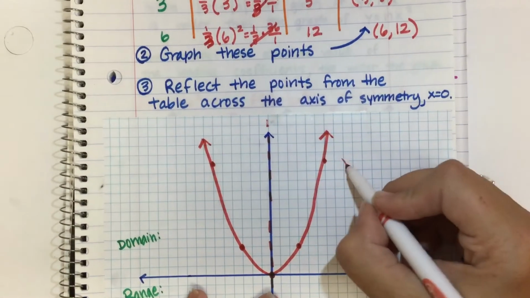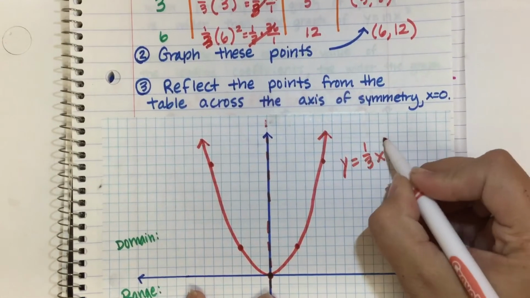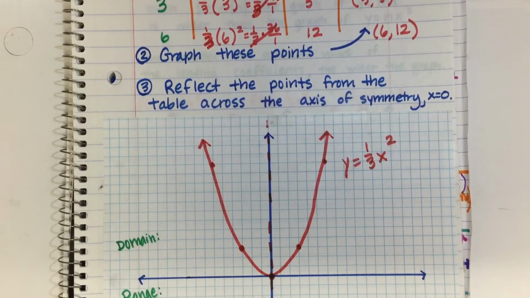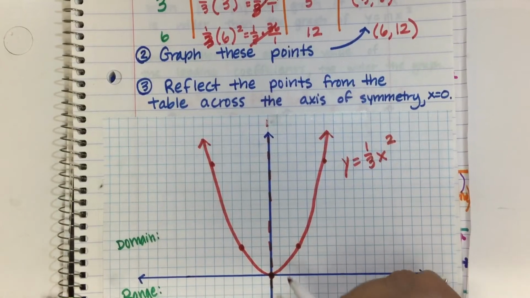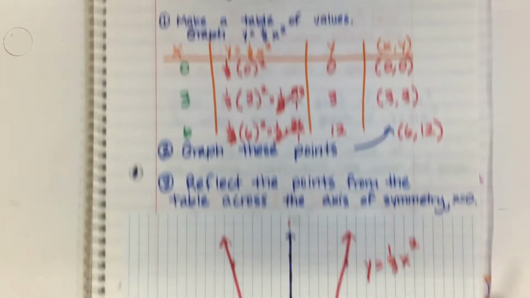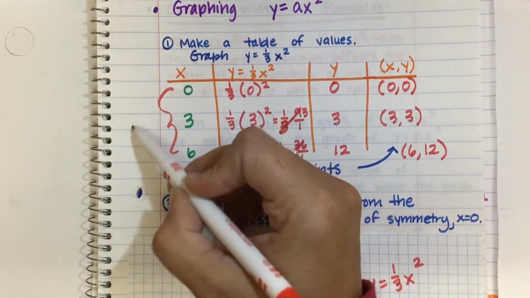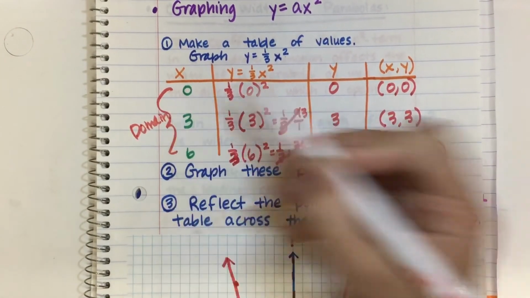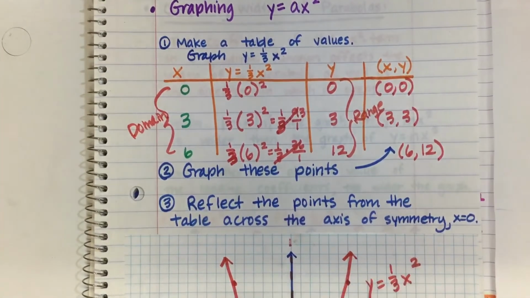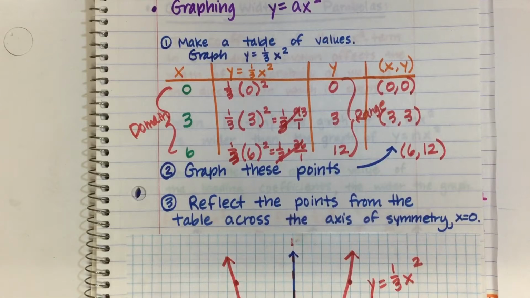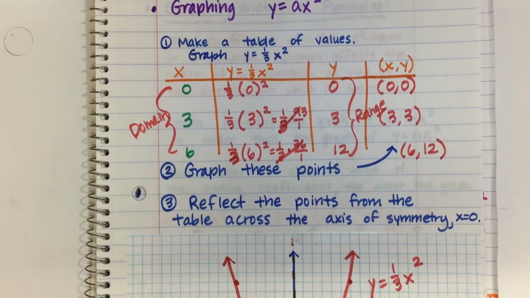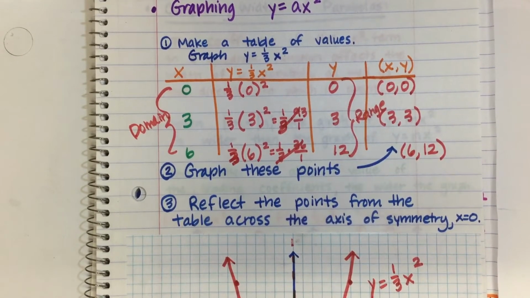This equation was y is equal to 1/3 x squared. A was positive, so we knew it would open up, and we knew our vertex would be a minimum. So this is our vertex. And the domain is always my x values. So this is the domain. And the range is always my y values. So here the domain is 0, 3, 6. The range is 0, 3, 12.